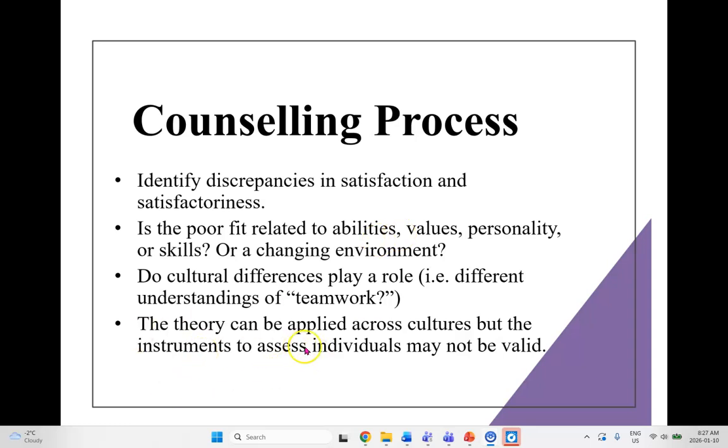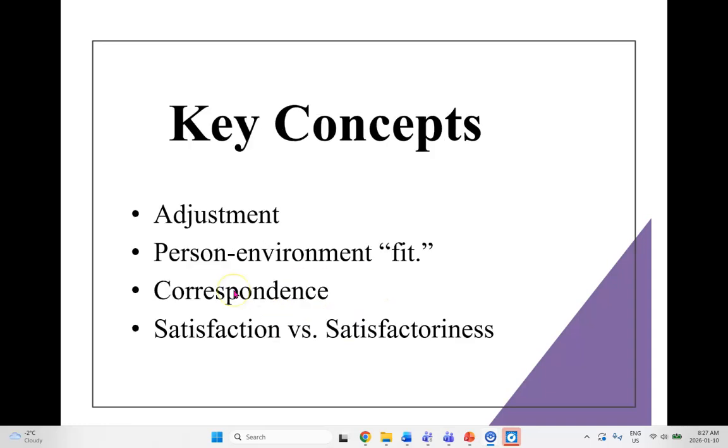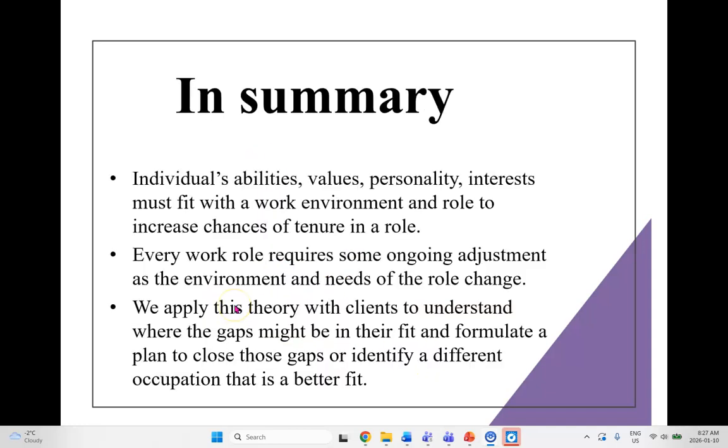So this theory can be applied across cultures, but the instruments to assess people's interests, values, skills, and so on may not be valid. And certainly we'll talk about that over and over again in the course: the idea of selecting tools that are appropriate for the client. So some key concepts, just to wrap this up, are the idea of adjustment and adjustment style, the person-environment fit, the idea of correspondence, and the idea of satisfaction versus satisfactoriness. Those are all key concepts in this particular model.